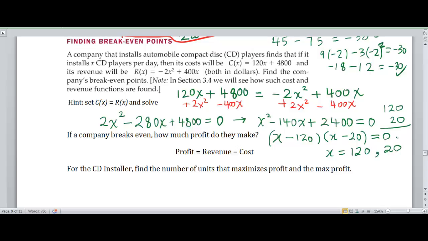Okay? So if a company breaks even, first of all, find the company's break-even points. Okay, so x is the number of CD players installed. So if they install 20 CD players or 120 CD players, then their cost will equal their revenue, so they won't be making any profit. Okay.